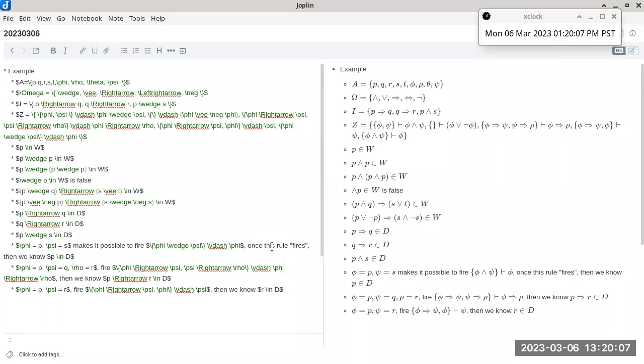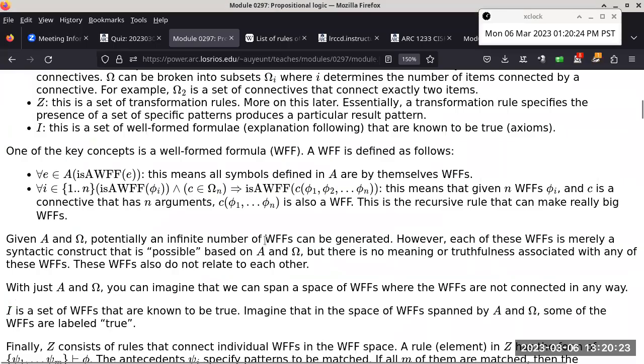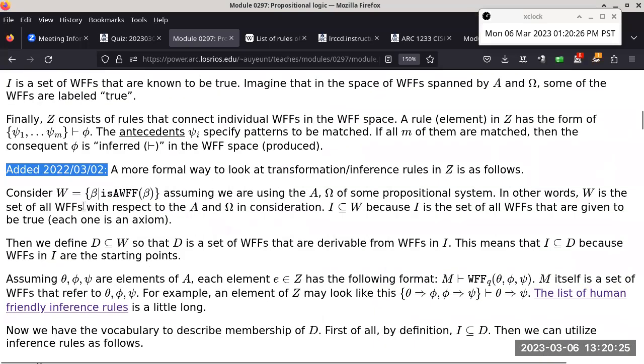Okay. But I'm only giving you a very small subset of all the transformation rules because, as the other tab in the browser suggests, there's a huge set of those rules. Yes. So how is D defined? D is, okay, the way we define D in the notes is down here. D is the set of all the well-formed formulae that are derivable from the well-formed formulae in iota. That's how D is defined.